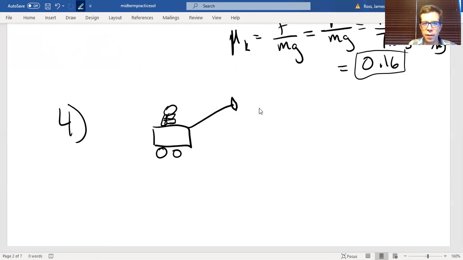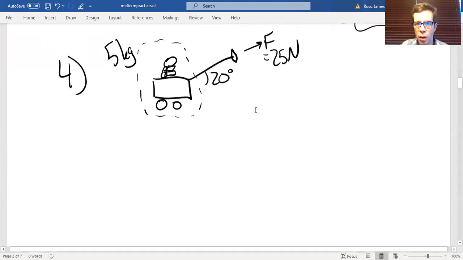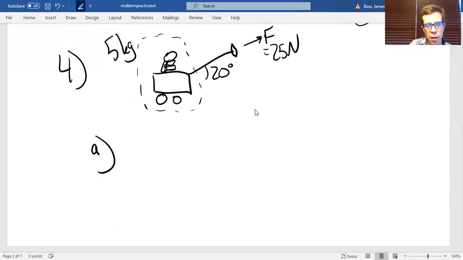The total mass is 5 kilograms. And the wagon is pulled at 20 degrees above the horizontal with a force of 25 newtons. Find the acceleration. All right, so A, do our free body diagram.